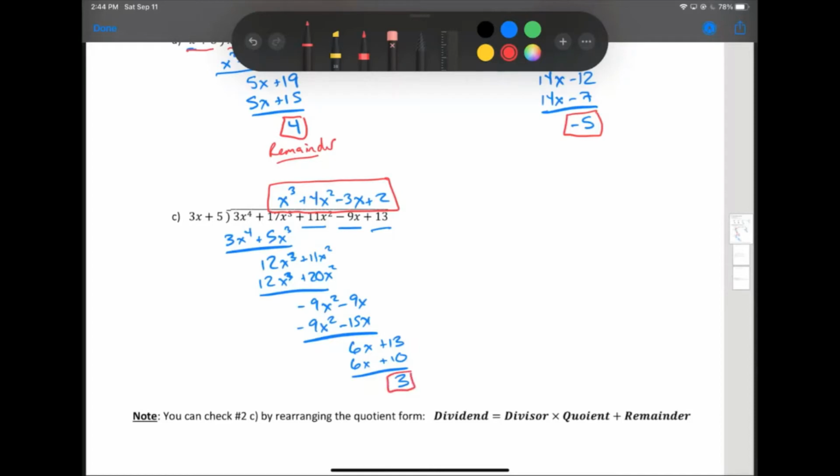So another way to think about that is if I divided that big polynomial by the binomial, 3x plus 5, this is the number of whole groups that I would have, and this is how many pieces I have left that didn't fall into a group.